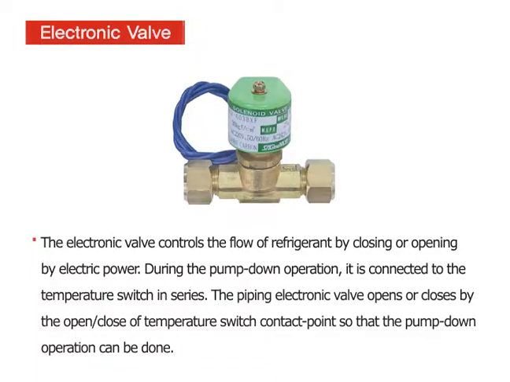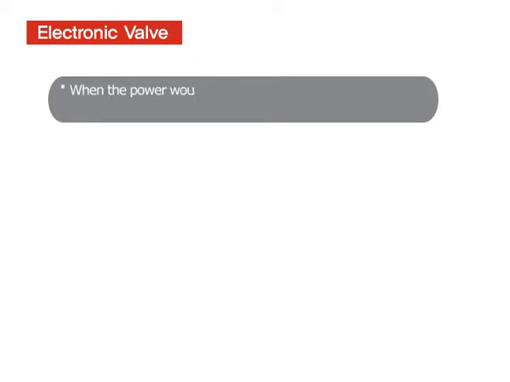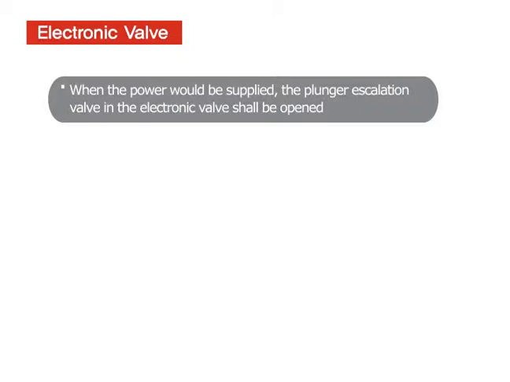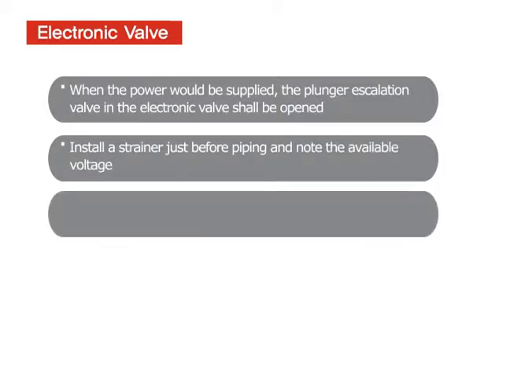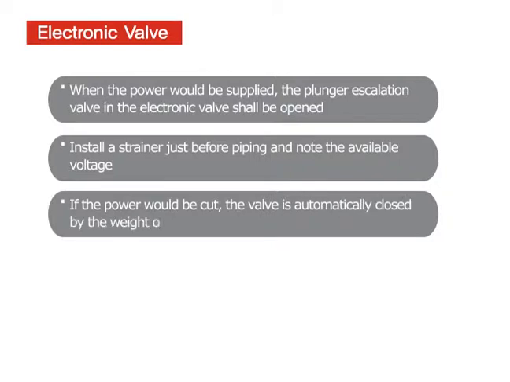Now I will explain the cautions when installing the electronic valve. When the power is supplied, the plunger escalation valve in the electronic valve shall be opened. Install a strainer just before the piping and note the available voltage. If the power is cut, the valve is automatically closed by the weight of the plunger.